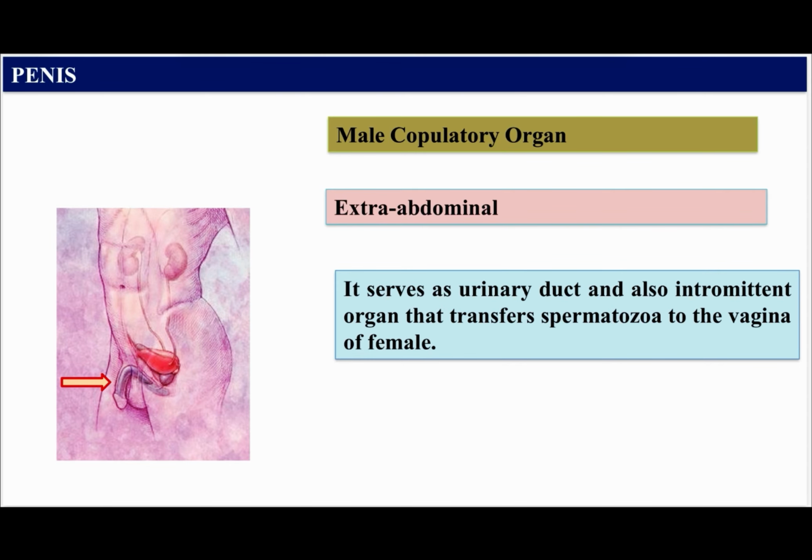Now, the penis. This is the male copulatory organ, and it is present in the extra-abdominal region. The penis serves as a urinary duct as well as an intromittent organ that transfers spermatozoa to the vagina of the female.